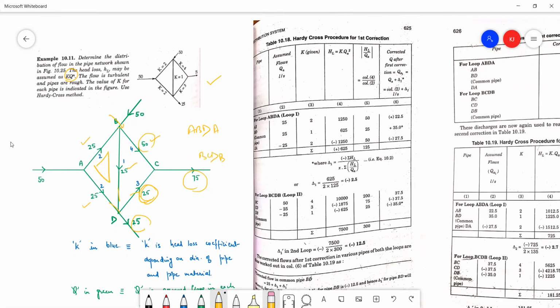Also remember that you have to very carefully assume the flows along with the positive and negative sign. Whichever pipe has a flow in the clockwise direction, that is assumed to be positive, and whichever pipe is having a flow in the anti-clockwise direction, that is taken as negative assumed flow. So we'll start from here. Here we assume the first loop.